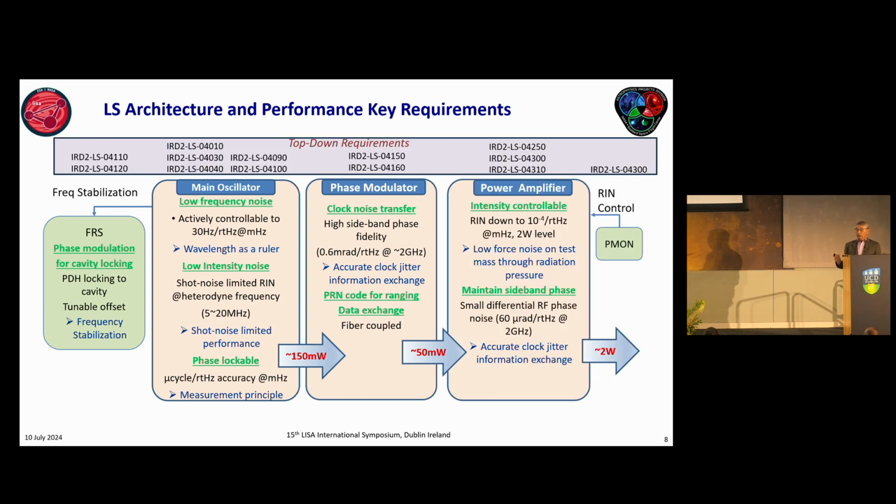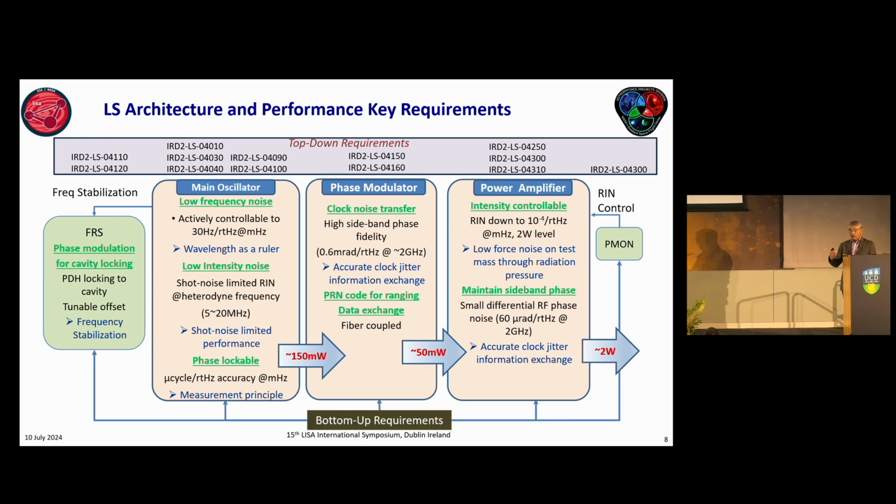And then on the power amplifier, we have the intensity control to meet the RIN requirement and also maintain a sideband phase noise. And a single stage amplifier is designed to provide 2-watt output. And you can see the top band of the requirements are flowed down from the mission, and these are a different part of the subsystem, and also working within the system itself to meet all those requirements. And that provides us with bottom-up requirements to design our laser to meet all these requirements.